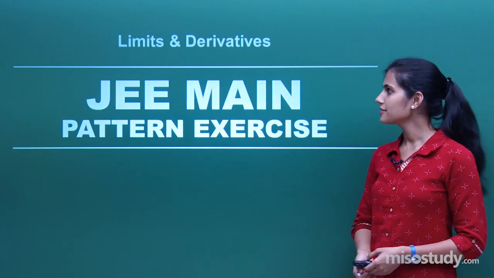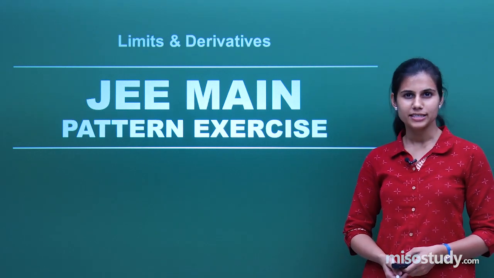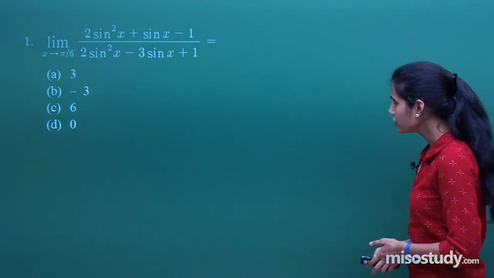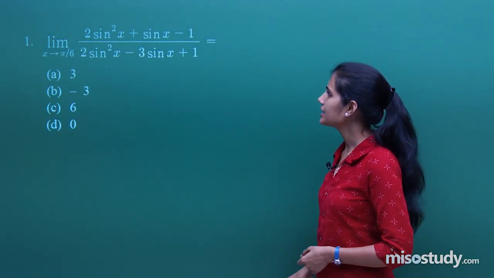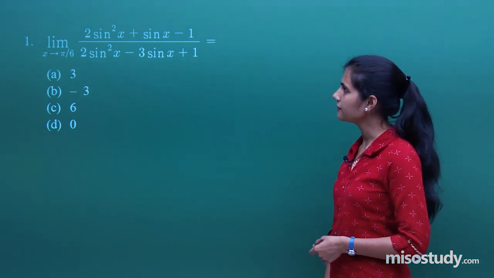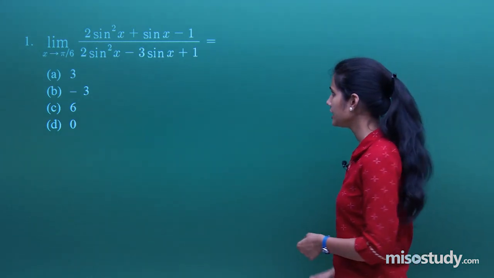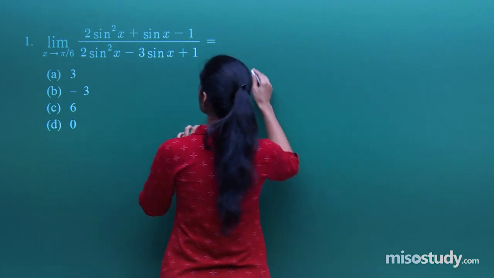So guys, let's discuss the JEE Main pattern exercises for limits and derivatives. The first question is talking about limit. It says limit x tends to pi by 6. What is the value of this particular function? Now see, over here it's pretty simple to understand.